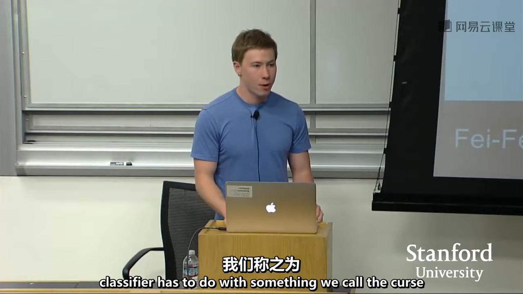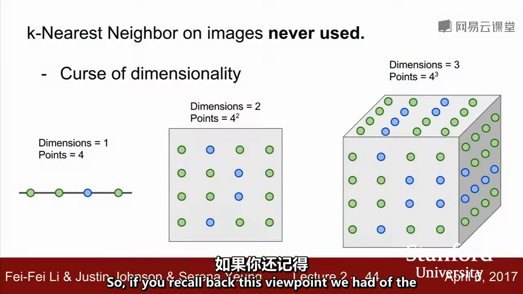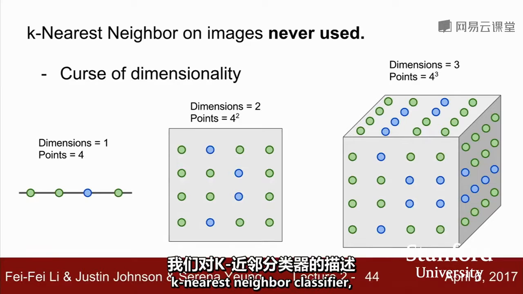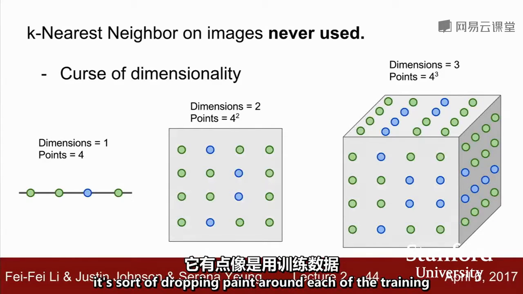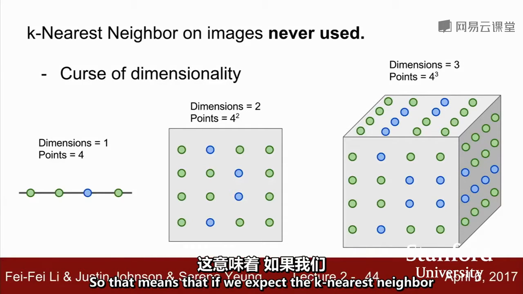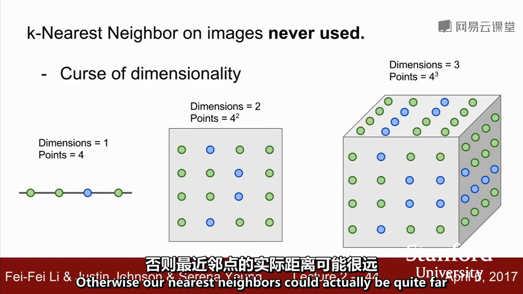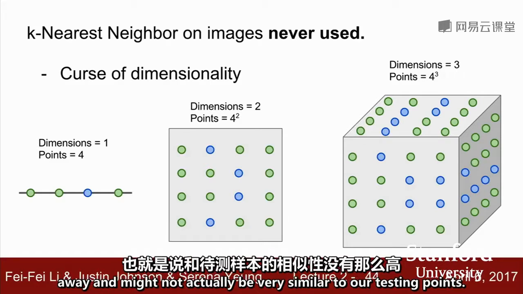Another problem with the k-nearest neighbor classifier has to do with something we call the curse of dimensionality. If you recall the viewpoint we had of the k-nearest neighbor classifier, it's dropping paint around each of the training data points and using that to partition the space. That means that if we expect the k-nearest neighbor classifier to work well, we need our training examples to cover the space quite densely. Otherwise, our nearest neighbors could actually be quite far away and might not be very similar to our testing points.